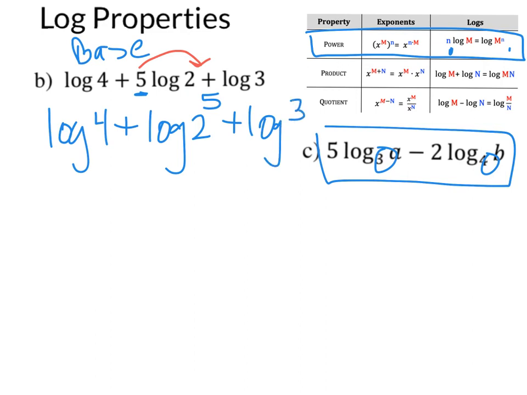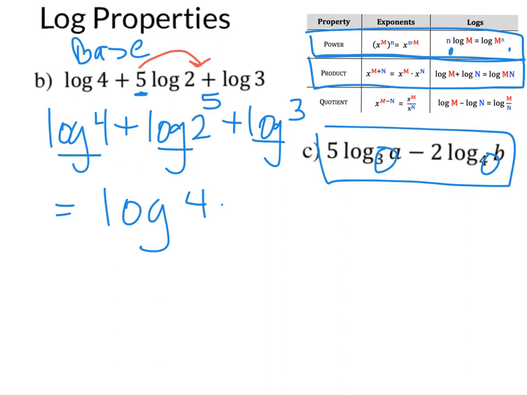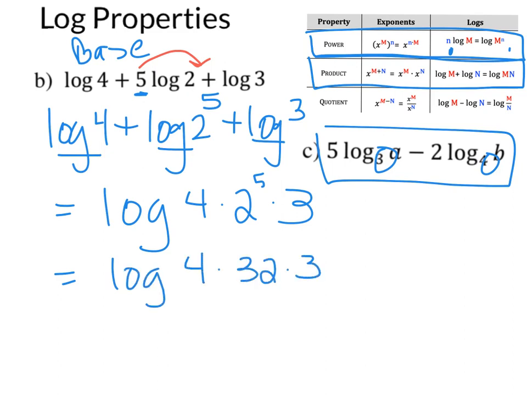Okay, all of these are base 10. So since they're all base 10, we can actually condense these three logs into one log using the product property. So let's do that right now. All these become log. We do have to write the word log, very important. Base 10, you don't have to write. And then it's 4 times 2 to the 5th times 3. And that's going to be a pretty gross number, 2 to the 5th. So log of 4 times 32 times 3, and you can multiply that all together and get a final answer.